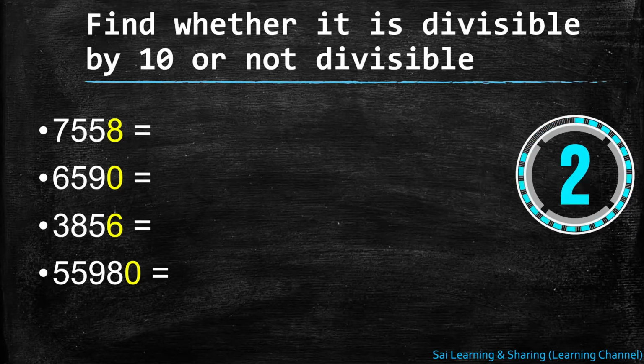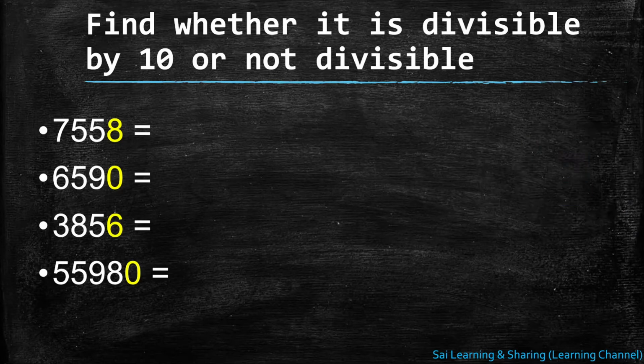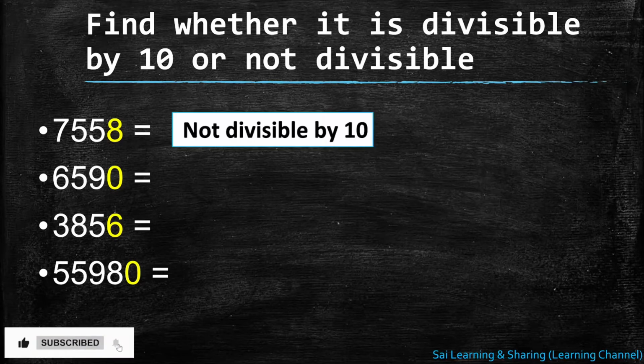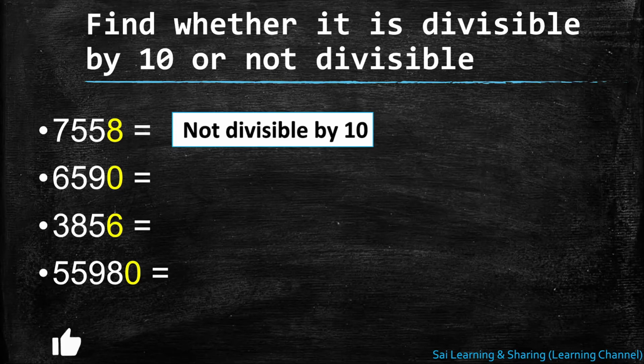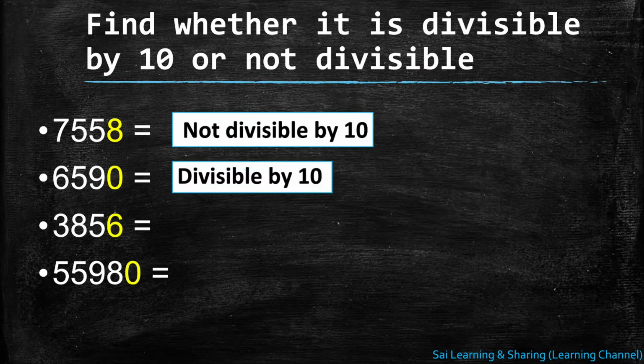Okay, I hope you finished the questions. Now let's move on to the answers. The first question, 7,558. In the ones place, it is written 8. So, it is not divisible by 10. Second question, 6,590. In the ones place, it is written 0. So, it is divisible by 10.